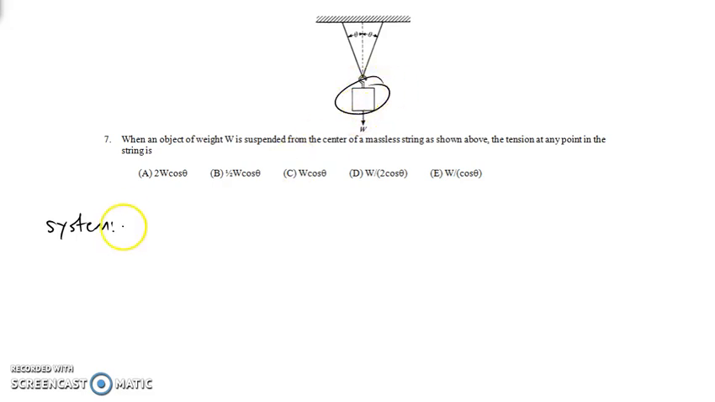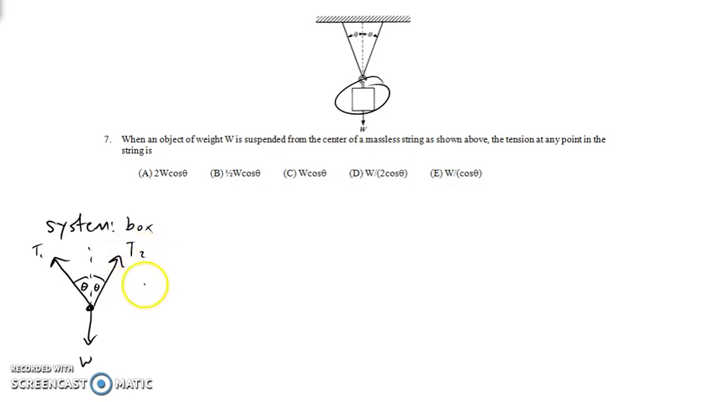So for this problem, let's say that our system is just the box, and we'll represent it with its center of mass. There is some weight component going down, and then two tensions, one up and to the right, the other up and to the left. They both have the exact same angle, which we see is called theta, from the vertical.